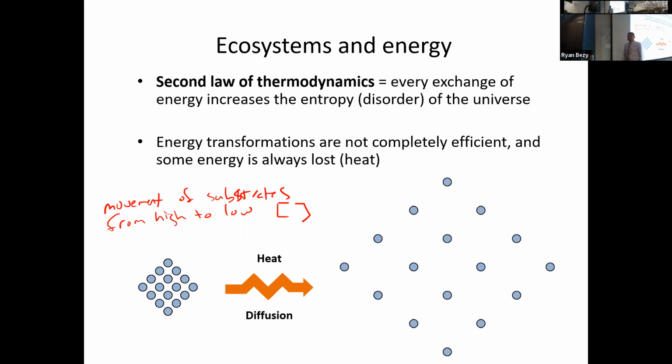That process, though, is a spontaneous process, and when something moves from high to low concentration, it also gives off some heat energy, because it's a spontaneous process. It wants to happen, and that heat also increases the entropy, the disorder. And again, when you're just moving from a high concentration to a low, that's an increase in entropy as well. Questions about that?